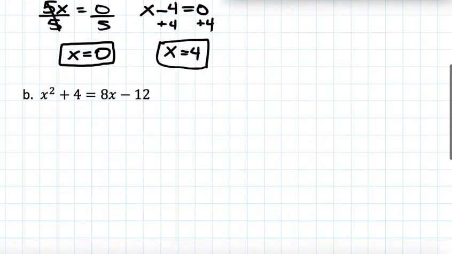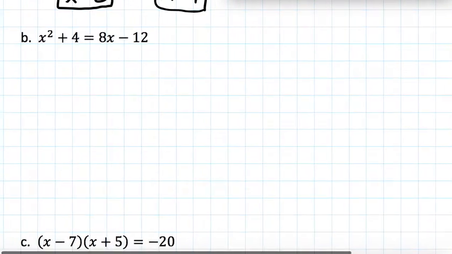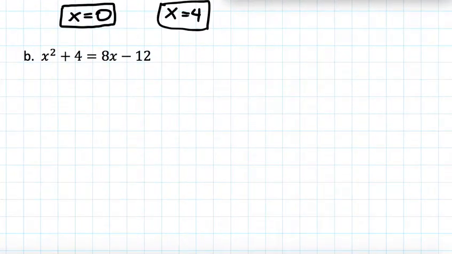Now we have question B. So this one, again, we have to move some things over first because we do not have 0 on one side. I want to keep the leading coefficient positive, so I want to keep x squared positive, so I need to move these things over. So minus 8x from both sides, and then plus 12 to both sides. We're using our solving equations rules to move things over here.